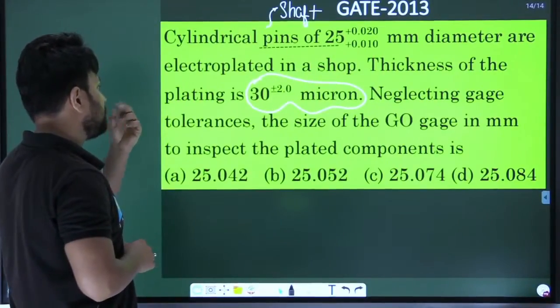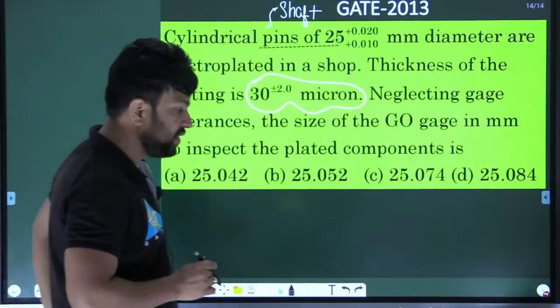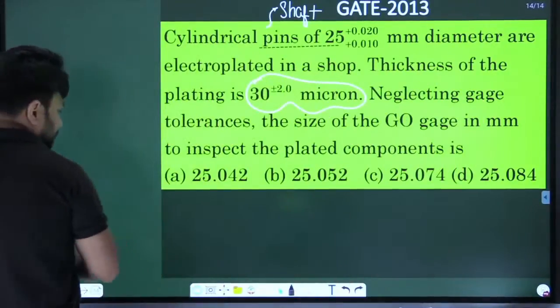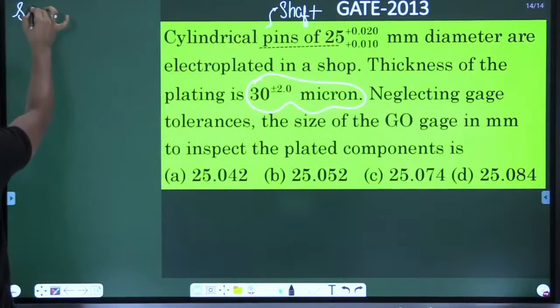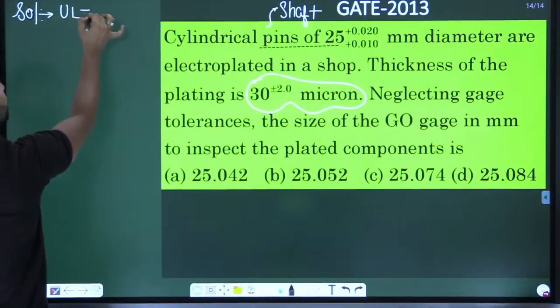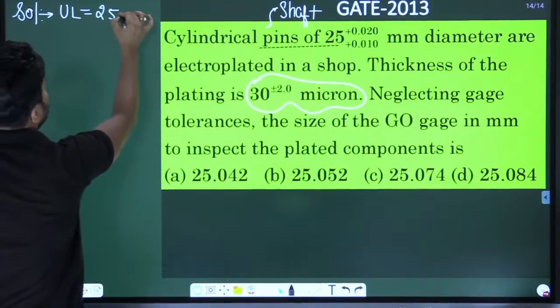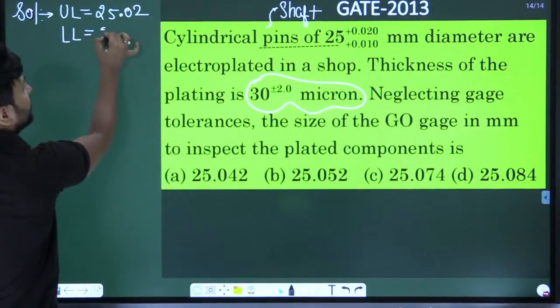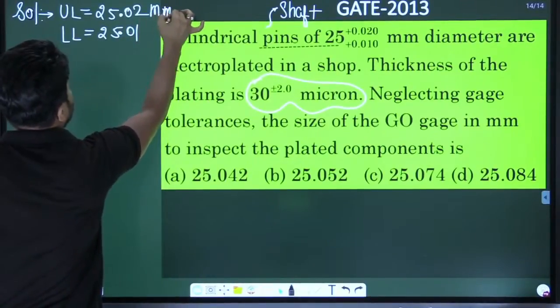The size of the go gauge in mm to inspect the plated component is... You have to tell me the size of the go gauge. Whatever be the question, you have to follow the same algorithm. First of all, write the upper limit. Upper limit of the shaft is 25.02 and lower limit of the shaft is 25.01. Right? This is the lower limit.